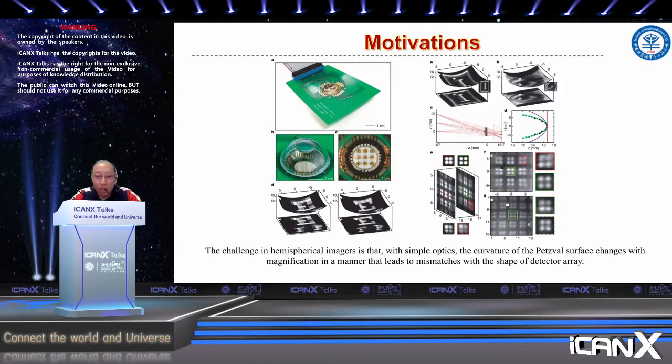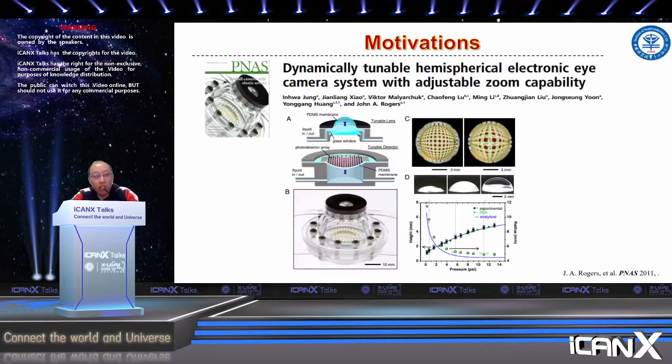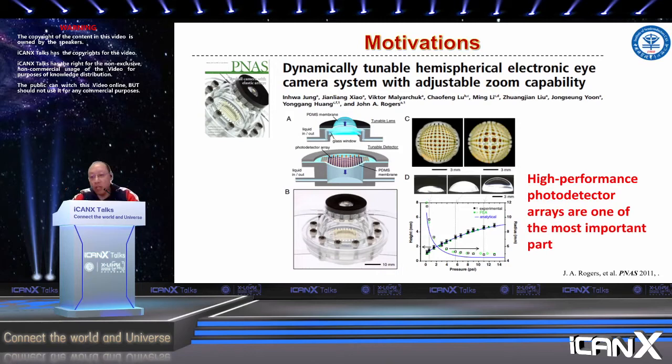Driven by this challenge, later in about 2011, John Rogers designed a dynamically tunable hemispherical electronic eye camera. Here shows this system, published in PNAS, and the curvature of this device can be controlled by liquid. You can see there is space for the liquid to go in and out, and the shape can be tuned by this liquid.